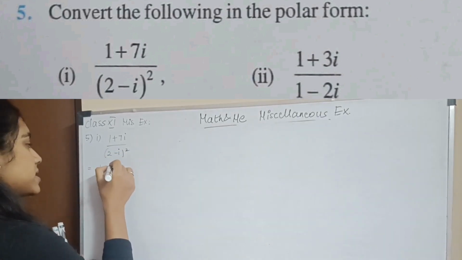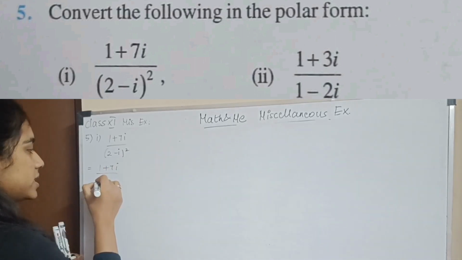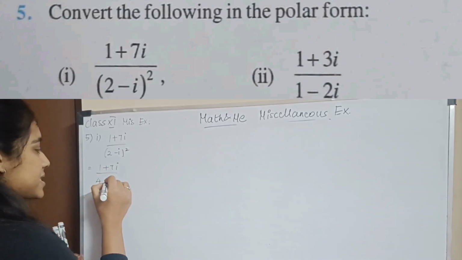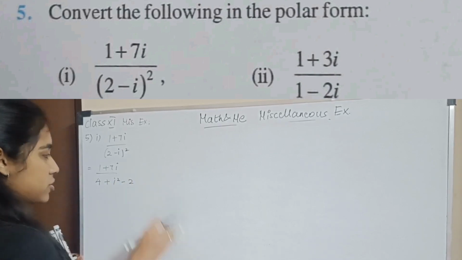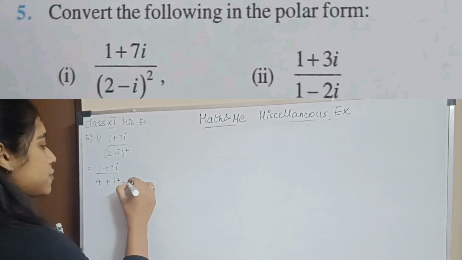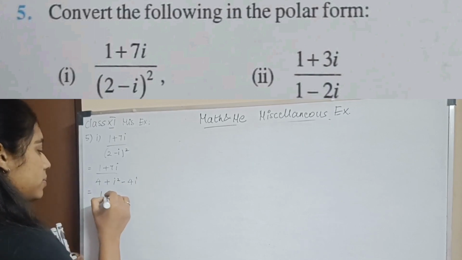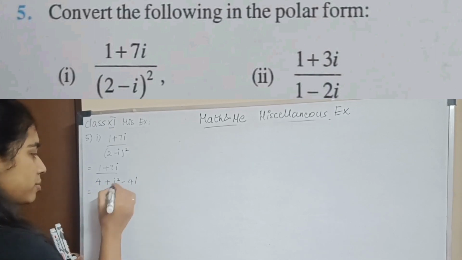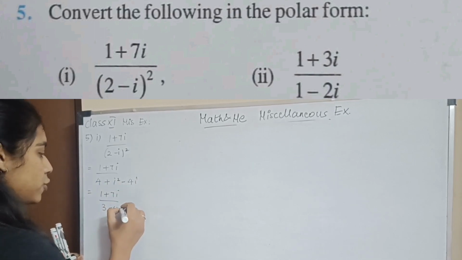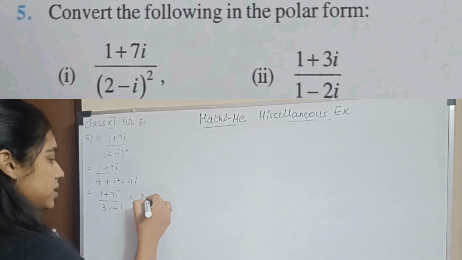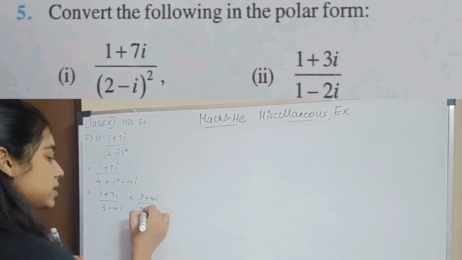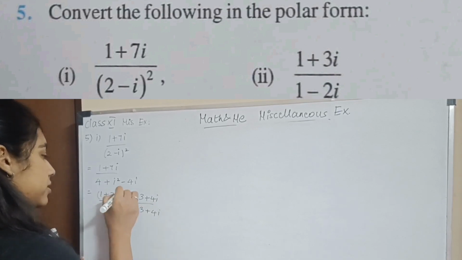So I have 1 plus 7i. A minus B the whole square is A square plus B square minus 2AB. Yeah? So it will be 4 minus 4i plus i square. So I have 1 plus 7i divided by 4 minus 1 is 3 minus 4i. I have i in the denominator, so I need to find the conjugate. So I multiply it by 3 plus 4i divided by 3 plus 4i.